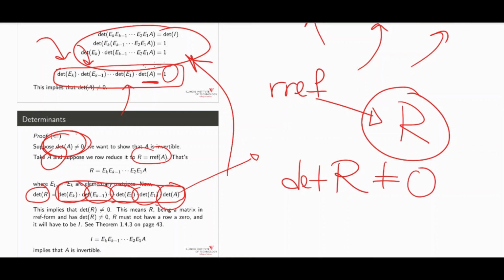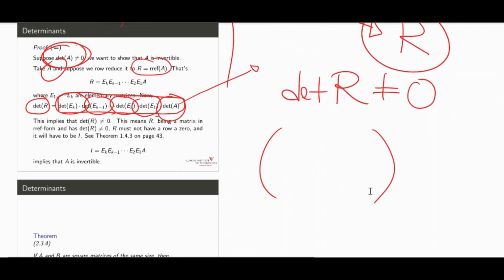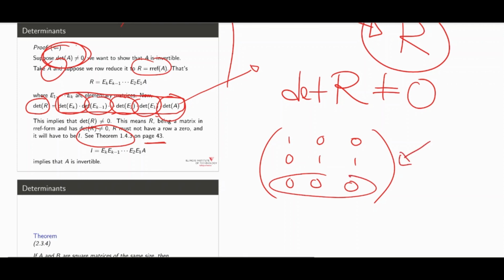Now, an RREF matrix is a very special matrix. This theorem, 1.4.3 on page 43 of your textbook, says that if you have an RREF matrix, for example something that looks like this, then you will have a row of 0, and the determinant of this RREF matrix will be 0. And what they are saying is that if you don't have that, if you have another 1 right here, then because it's RREF, this thing here has to be 0, this thing here has to be 0.